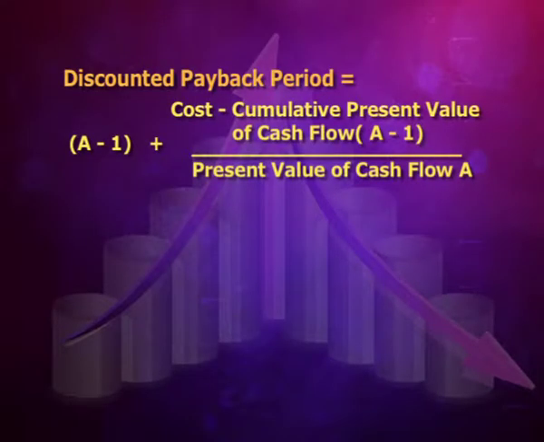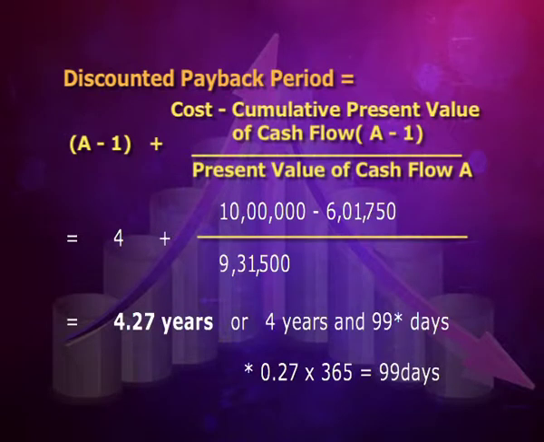Using the formula for discounted payback period, A minus 1 plus cost minus cumulative present value of cash flow for A minus 1 year divided by present value of cash flows for A year. Substituting the figures, we get the answer as 4.27 years or 4 years 99 days.